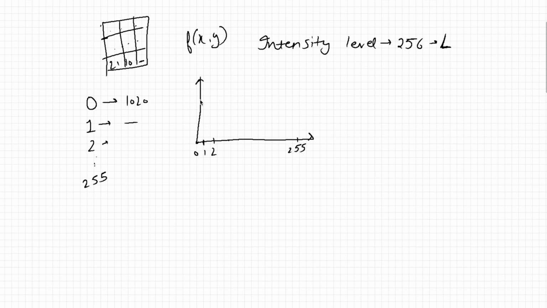0 is 1020, so just drawing a rough estimation, it may be here, then maybe this one, this, like this, and then when we join this, we get a histogram. Right, so from an image we can calculate the frequency of different pixel values, and when we plot it, we get the histogram of an image.